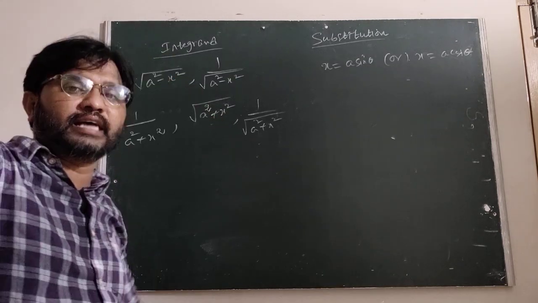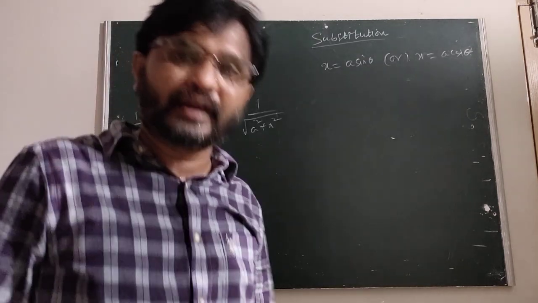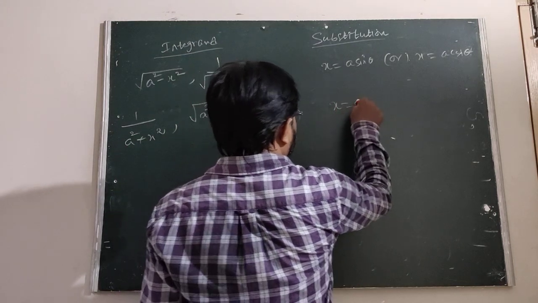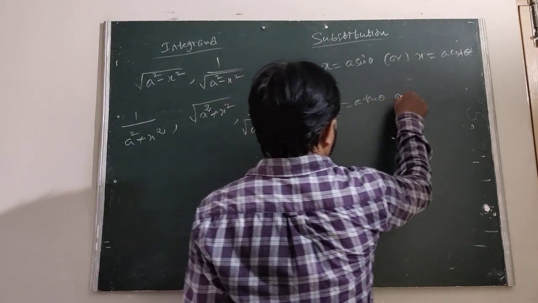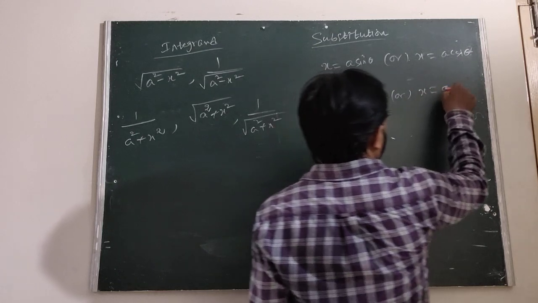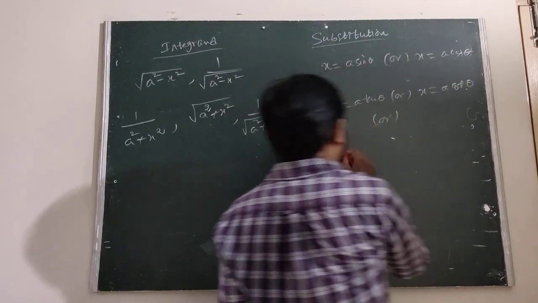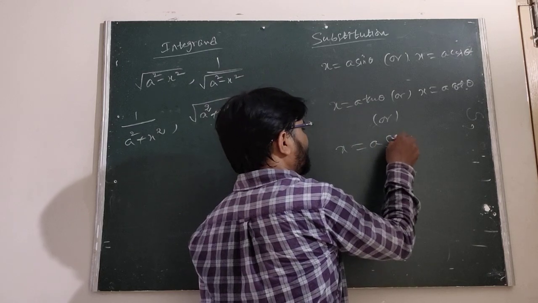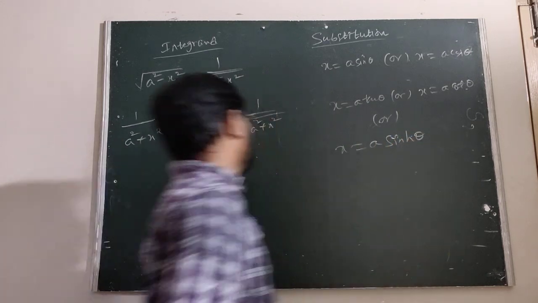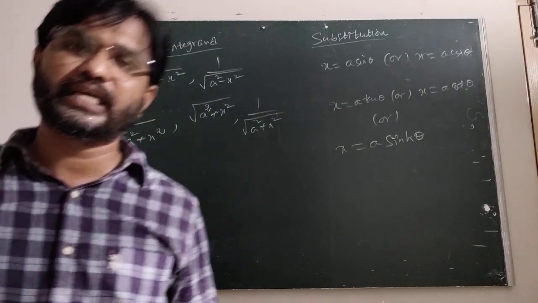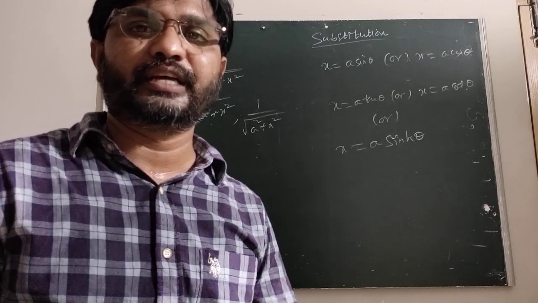1 plus sinh square x is the cosh square of x. Therefore, in this case the suitable substitution is x equal to a tan theta, or x equal to a cot theta, or x equal to a sinh theta. Here we are taking either a tan, a cot, or a sinh theta.